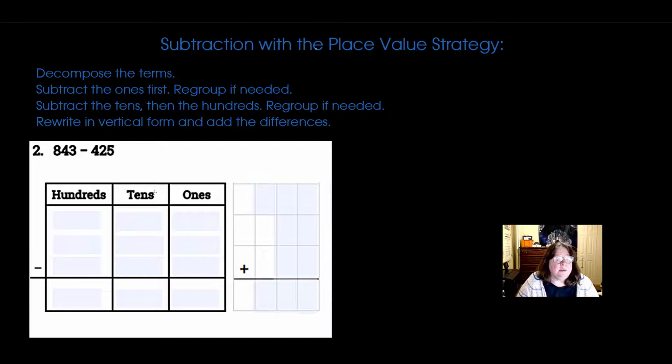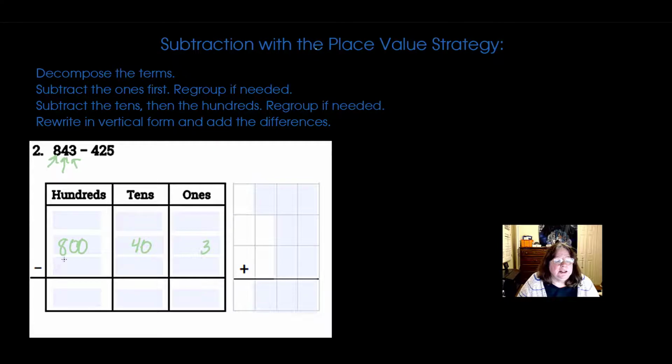Now we're going to decompose them here by place value. So our first term, 843. In the hundreds we have 800. I'm going to put that in the one below because this first row is probably for regrouping. So 800, 40, and then our ones place is 3. So that's our minuend. Let's do our subtrahend.